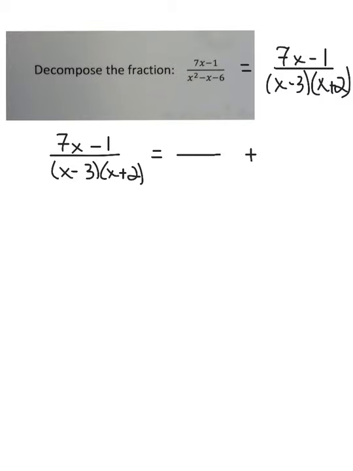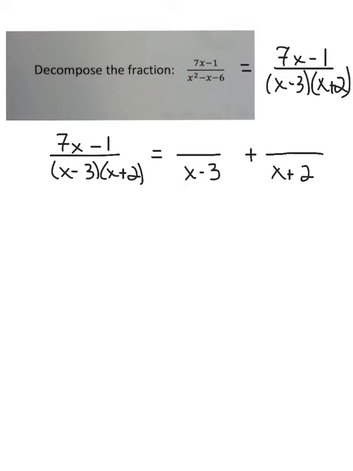So what we're going to do is we're going to set this equal to two fractions. One is going to have one part of the common denominator, and the other one is going to have the other part. Now it doesn't matter what order you put these two in, so I could have put the x plus 2 here and I could have put the x minus 3 here. That doesn't matter. So what you do is once you have your factors of your denominator, you put one under one fraction and you put the other under the other.